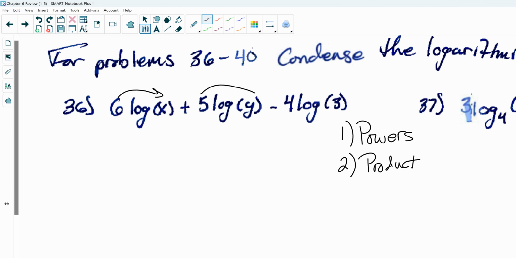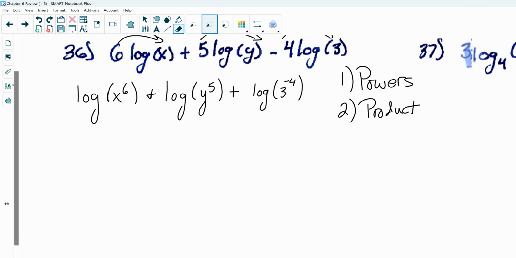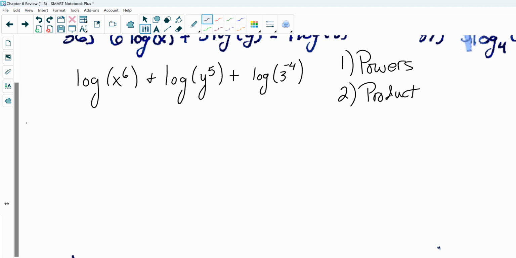So for 36, the first thing we're going to do is take the exponents and put them back. For our 6 log of x, we get log of x to the 6. Plus, for our 5 log of y, we get log of y to the 5th. And for our negative 4 log of 3, we get plus log of 3 to the negative 4. We'll have to simplify that negative 4 later, but it makes it a little bit easier to work with. Now, we have 3 things being added, 3 logs being added. Well, we can rewrite it as a single log with what's inside being multiplied together.